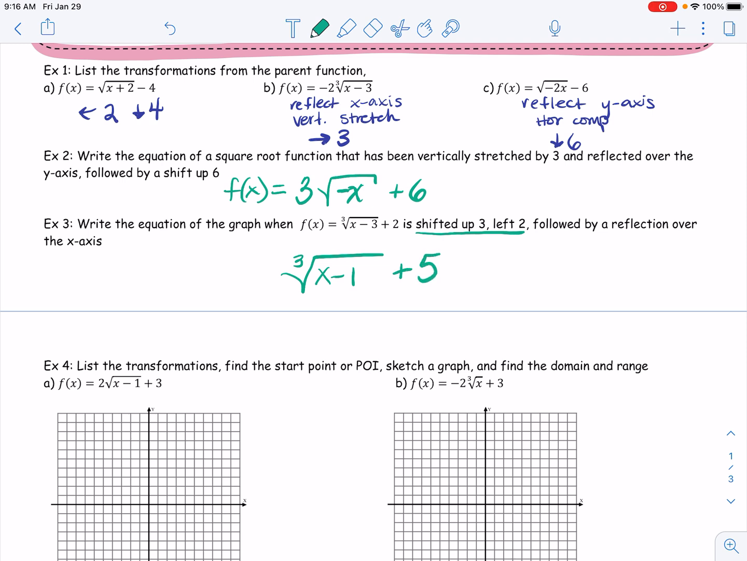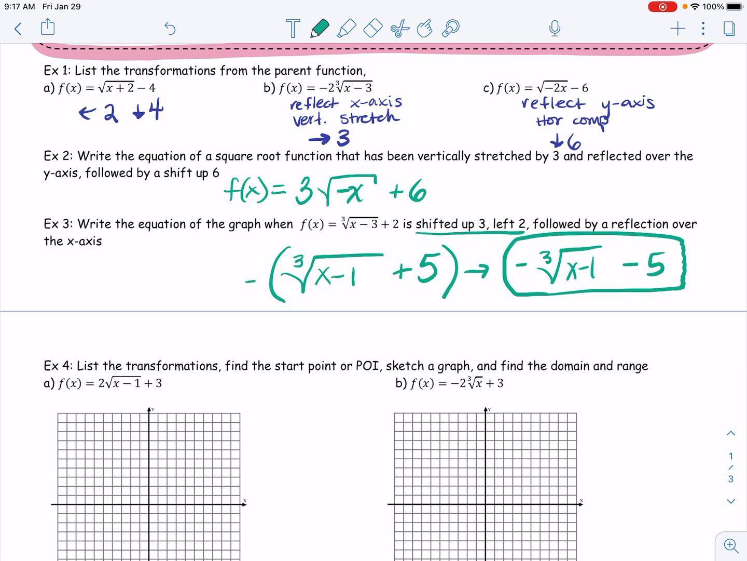Now I'm going to follow by a reflection over the x-axis, which means this entire function is now going to get flipped over the x-axis, which means if I was already up 5 units, but then I flip over the x-axis, I'm really now down 5 units. And there's our final answer.